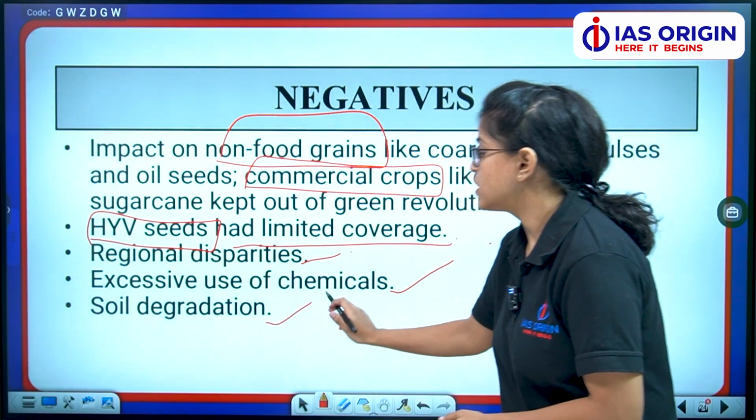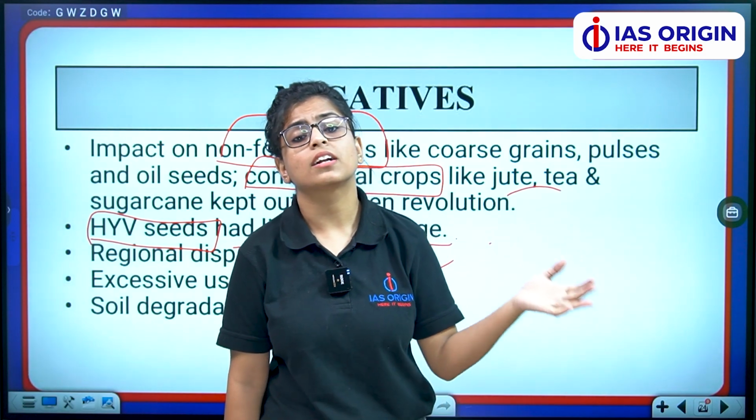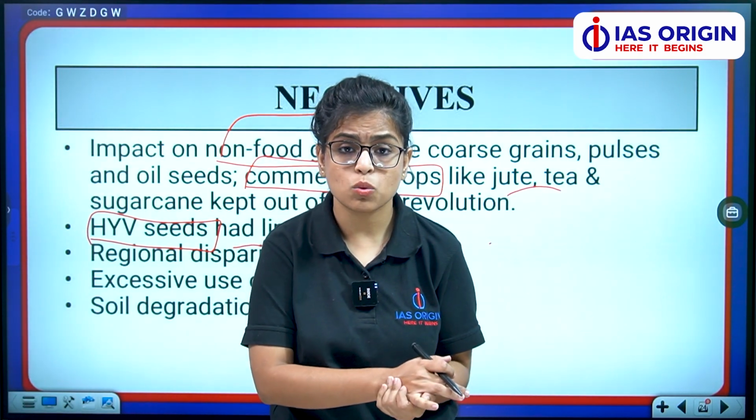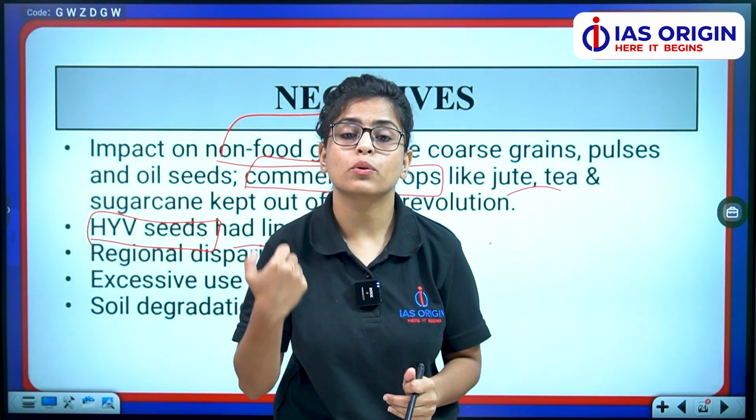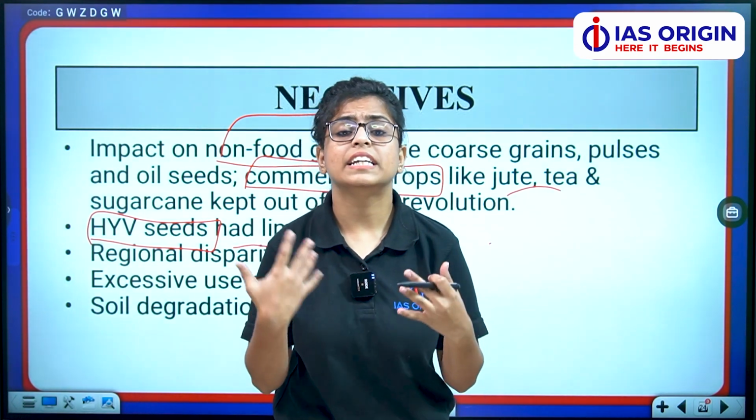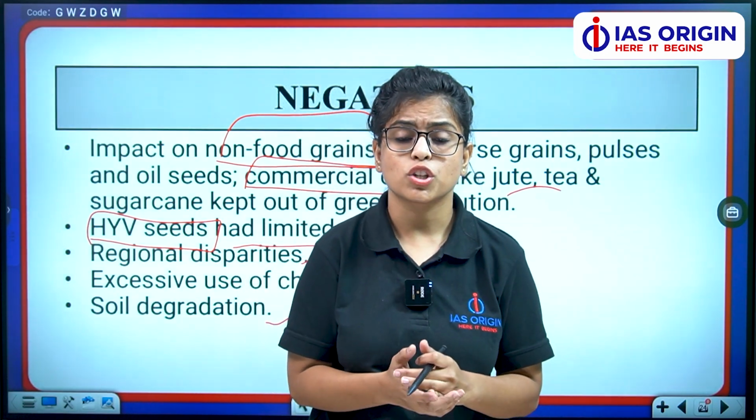Also led to the soil degradation. As I said, unscientific use of fertilizers and pesticides, soil quality deteriorate होने लगी थी. Also, the double cropping system which was being used, soil lost its nutrition. It did not get time to recover. It did not get time to replenish. As a result, the soil degraded. And these were some of the negative impacts of Green Revolution.